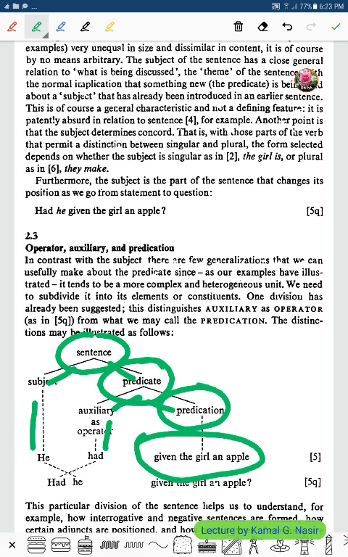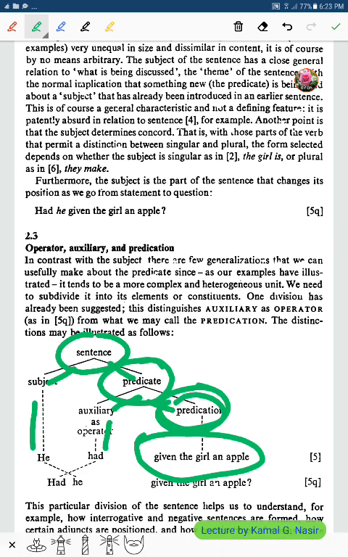The predicate involves all the auxiliary verbs, the main verb and the complement, but the predication involves only the main verb and the complement. Then, this is an operator auxiliary and this is the subject. This is a declarative sentence, or a statement.